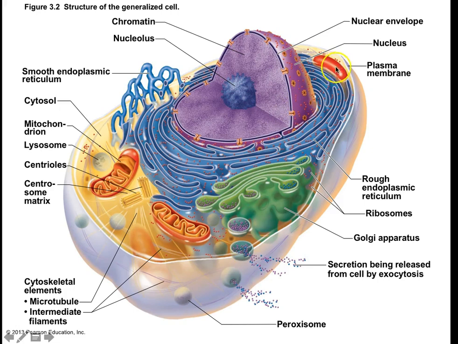Then you have things like the lysosome, which is right here, a bag of degradative enzymes. I'm not going to go through each and every one of them, but of course here's the nucleus with the nuclear membrane and the pores and the nucleolus and the chromatin.